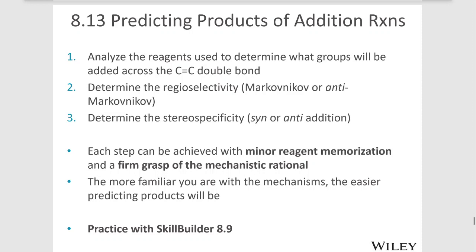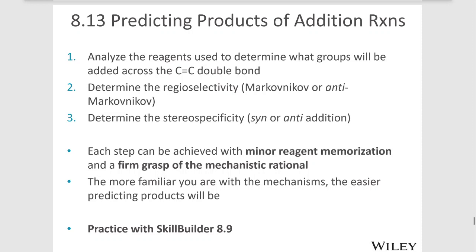So next we'll do some one-step synthesis problems where we predict the products of these addition reactions. The first step is to analyze the reagents used to determine what groups will be added across a double bond, or if we're doing ozonolysis, whether we're going to break the double bond. Then we're going to determine the regioselectivity, for example, whether it's Markovnikov or anti-Markovnikov. Then we'll determine the stereospecificity, whether it's syn or anti, or whether we get a racemic mixture, whatever.